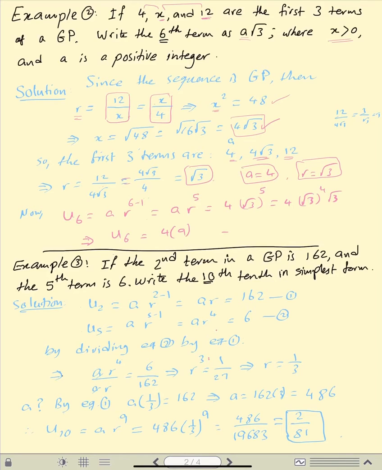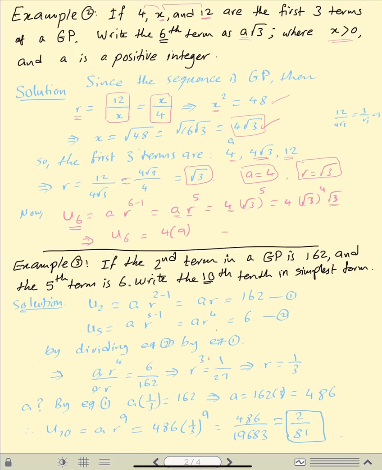Since we have the values of a and r, we can write any term in the sequence simply like this. He wants the sixth term, which is ar to the power of 6 minus 1. So it's ar to the power of 5. Just replace these two values. What will you get? 4 times √3 to the power of 5, which is 4 times √3 to the power of 4 times √3.